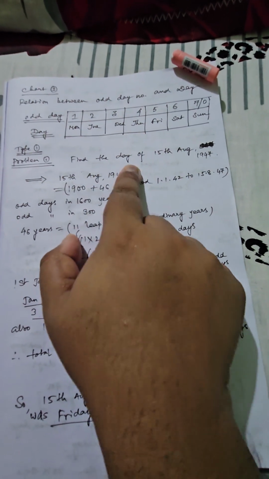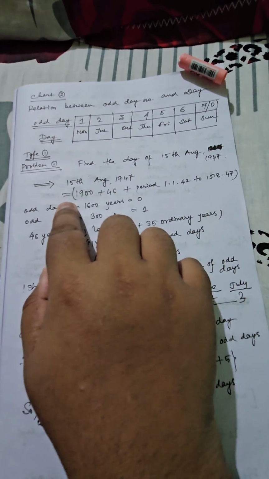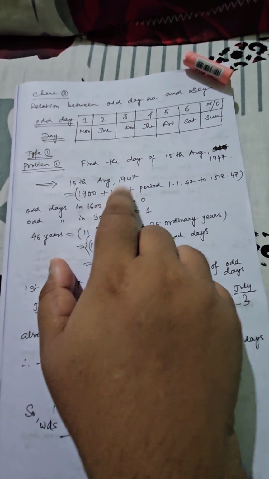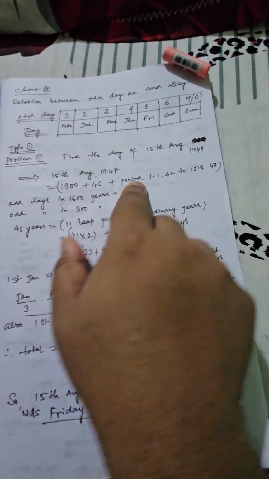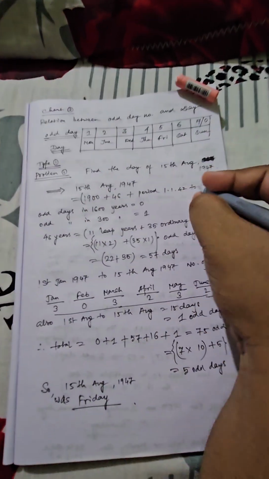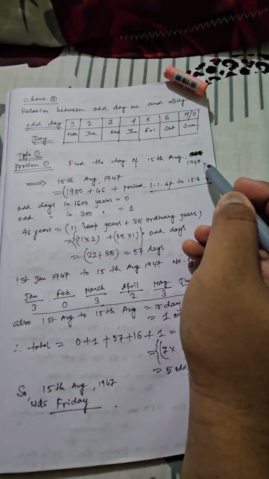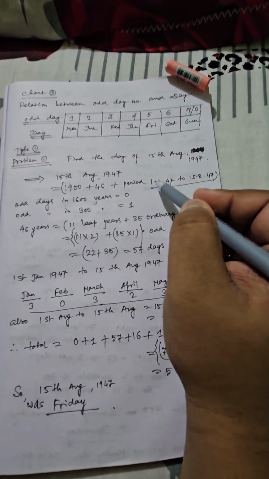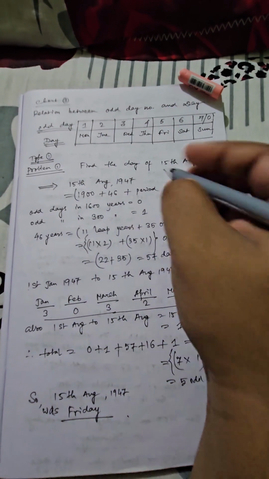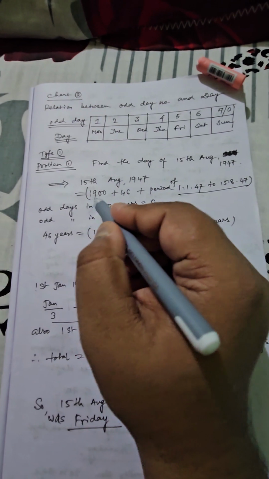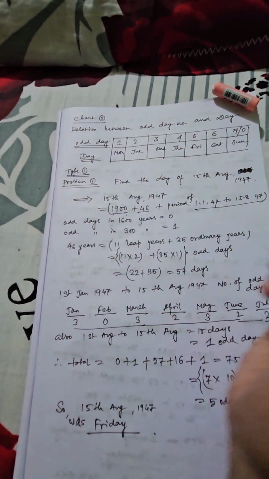So first identify which one is the nearest century or leap year or something like that. 1947, consider this one as 1900, because this is the nearest century. Then plus 46, plus the period of 1st January 1947 to 15th August 1947. Why have I split this one? Because you are not considering the entire year of 1947. You have to consider from 1st January to 15th August. That's why the period of 1st January to 15th August, and also 1900 years plus 46 years have already passed. That's why I have to write in this fashion.